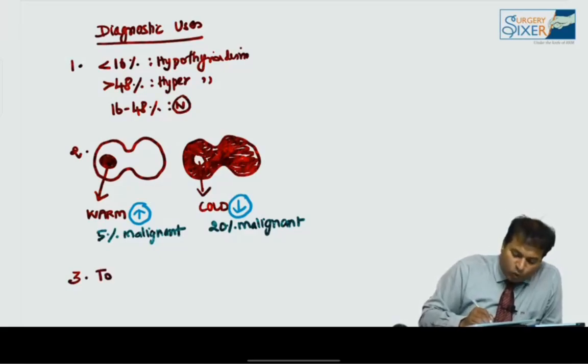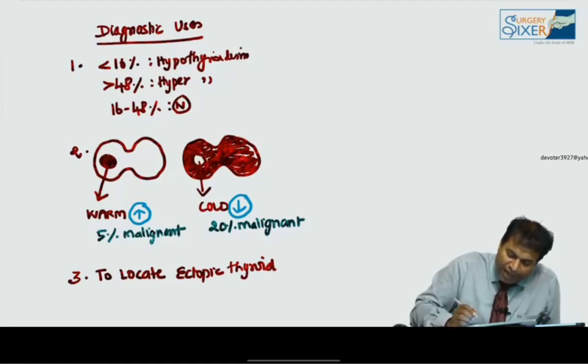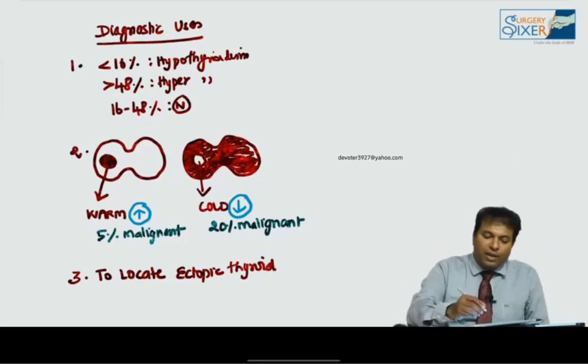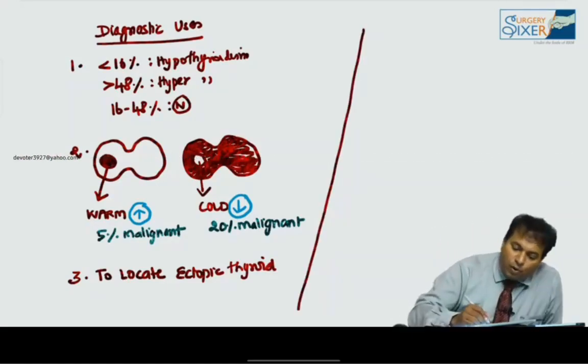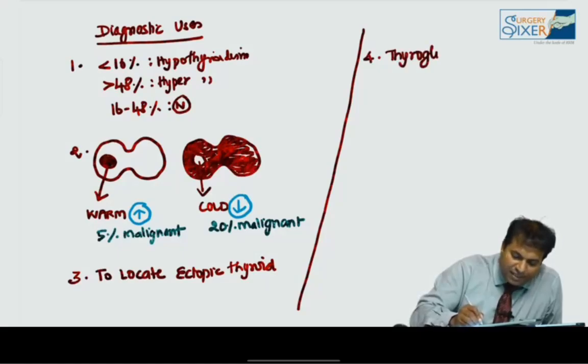Number 3: to locate ectopic thyroid. Please remember, if I want to find out where the ectopic thyroid is, I will use this radioactive iodine uptake study. Number 4: in case of thyroglossal cyst, please understand, this is a very interesting concept.